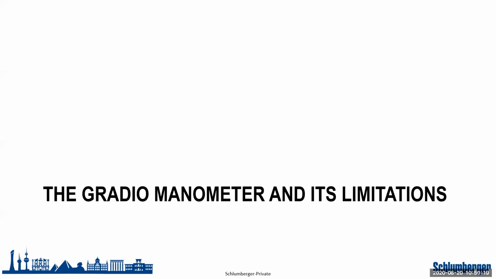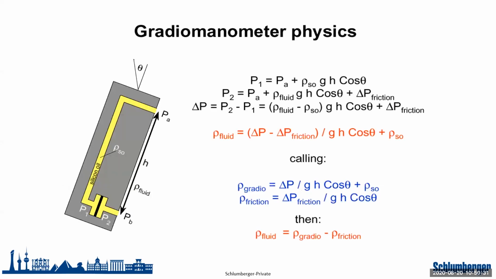Okay, so now we are going to go to the hold-up sensors. The first hold-up sensor that we are going to look into is what we call the Gradiomanometer tool. So what is a Gradiomanometer? A Gradiomanometer is basically a differential pressure sensor.